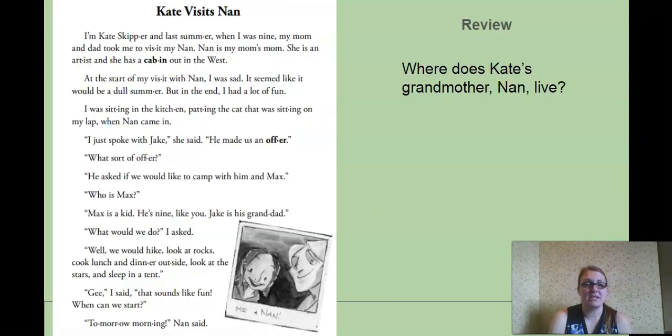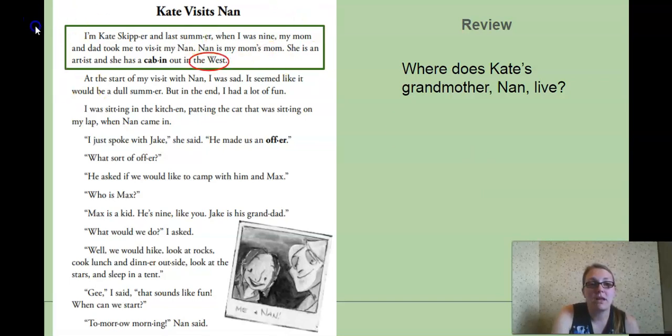Okay, this is yesterday's story. Let's review. Where does Kate's grandmother, Nan, live? Now, if you don't remember, always look back in the story. "I'm Kate Skipper, and last summer when I was 9, my mom and dad took me to visit my Nan. Nan is my mom's mom. She's an artist and has a cabin out in the west." Out in the west, that's where she lives.